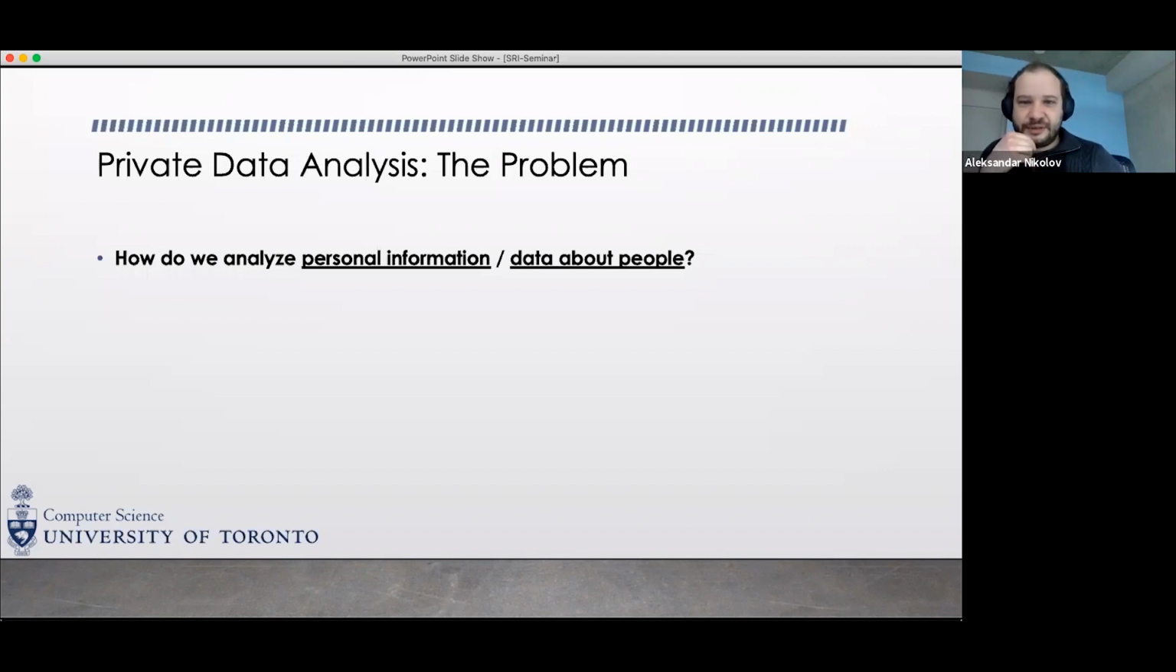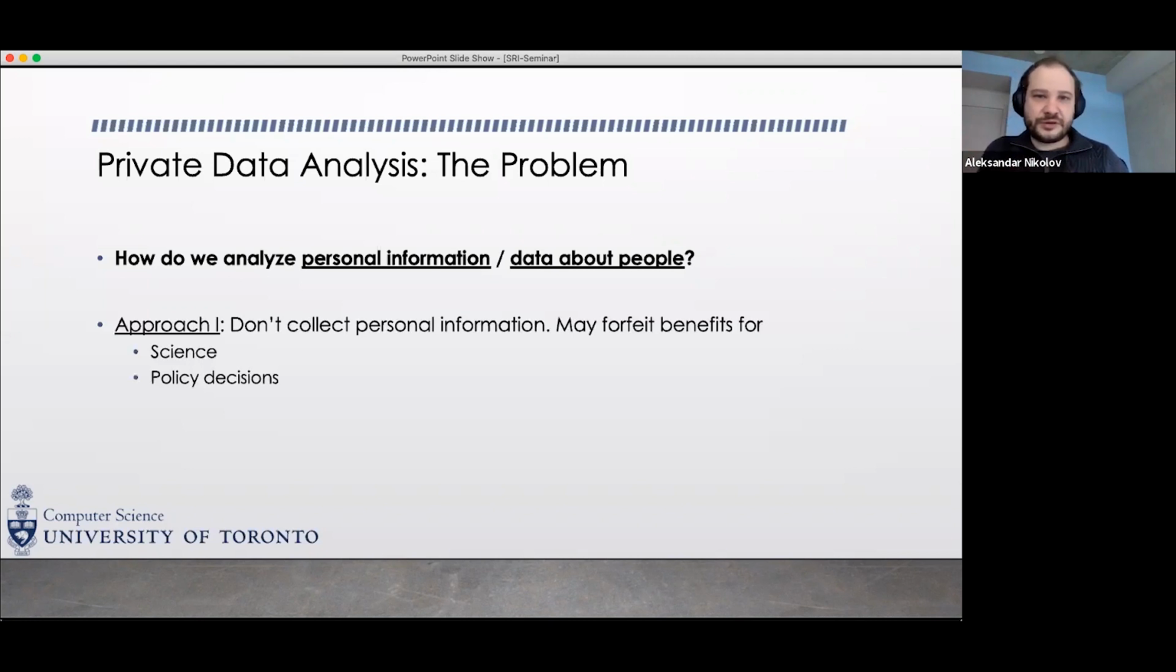The data is about people, and for one reason or another, whether it's contractual obligations, legal obligations, or some moral considerations, we consider the data private, and we would like to preserve the privacy of the people represented in the data. Okay, so this is the problem. And the question is how to analyze data like this. What do we do about this? This is the basic problem that will be throughout the talk.